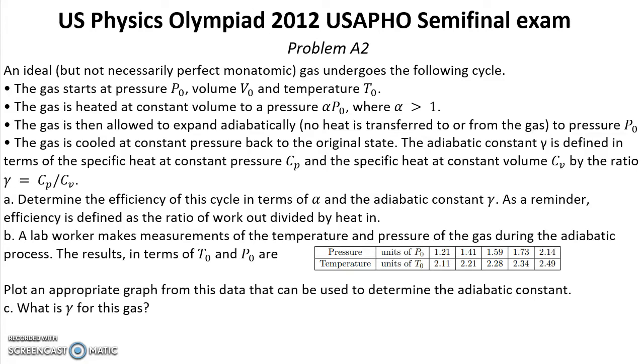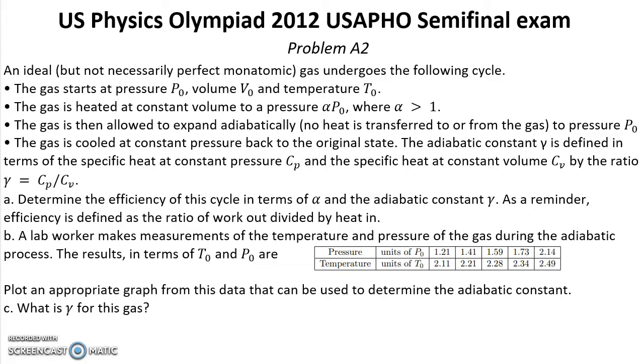The gas is then allowed to expand adiabatically, with no heat transferred to or from the gas, to pressure P0. The gas is cooled at a constant pressure back to the original state. The adiabatic constant gamma is defined in terms of the specific heat at constant pressure Cp and the specific heat at constant volume Cv by the ratio gamma equal Cp over Cv.